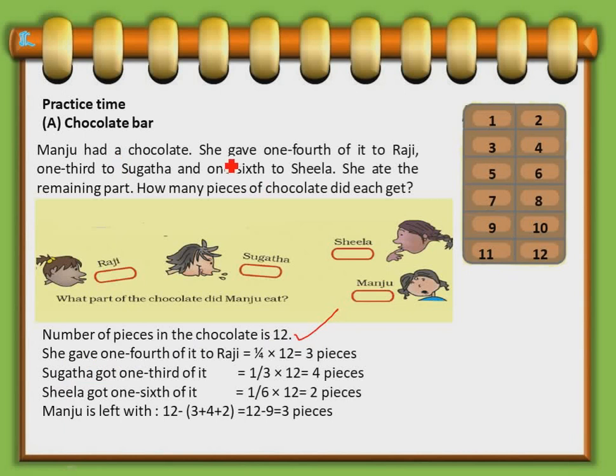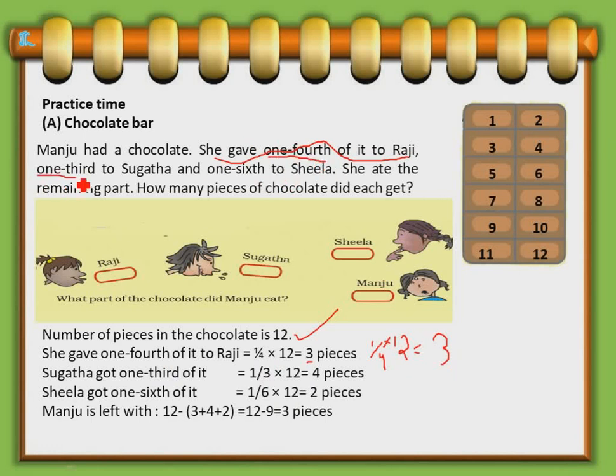Now it's given here, she gave 1/4 of it to Raji. So 1/4 of the total number of pieces. There are 12 pieces. So 1/4 of 12 means 12 divided by 4, that is equal to how many? 3 pieces. So Raji will get how many pieces? 3 pieces, because it's given here it is 1/4.